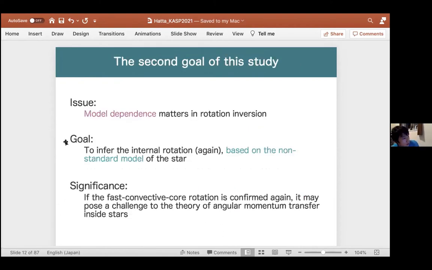But here is an issue. Model dependence matters in rotation inversion. So this is the second goal, though more minor compared with the first one. The second one is to infer the internal rotation again based on the non-standard model of the star. It's significant because if the fast convective core rotation is confirmed again, it may pose a challenge to the theory of angular momentum transfer inside the stars.